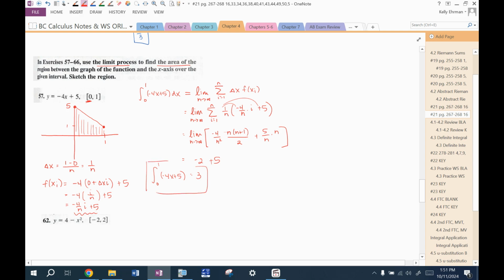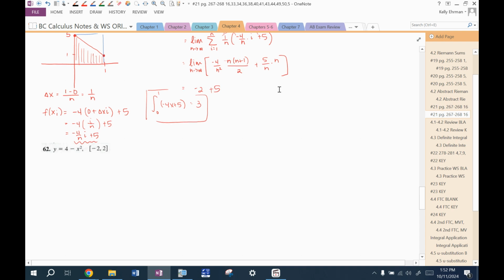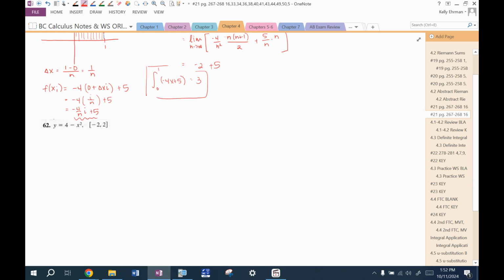Does this seem reasonable? I got a positive answer. That's a good sign because the area is positive in my picture. And if I were to do the area of this whole rectangle here, it would be an area of 5. So 3 seems reasonable if you take a little chunk out of it. You can kind of check your work on these a little bit, just to at least see if they seem reasonable. Oops, I forgot this dx. Sorry. All right, let's graph the next one.